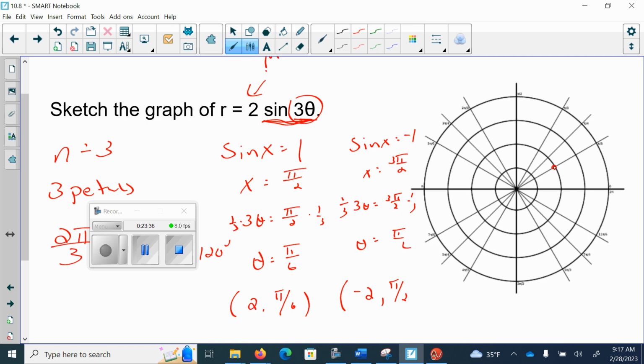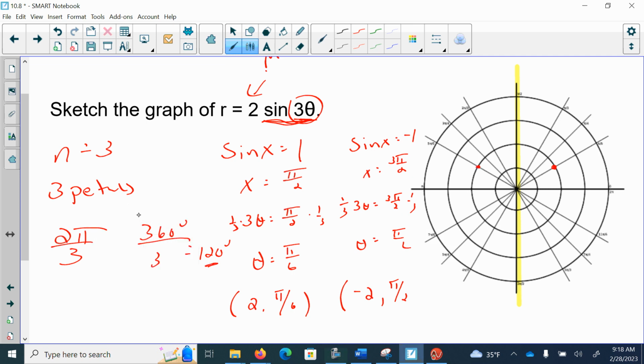This is theta, so it reflects, this is sine, so this reflects over the line theta is equal to pi over 2. So I'm going to sketch that, reflect that point, and I'm going to have the point right over here. And you should notice that that goes from pi over 6 to 5 pi over 6, or from 30 to 150, which happens to be 120 degrees apart.